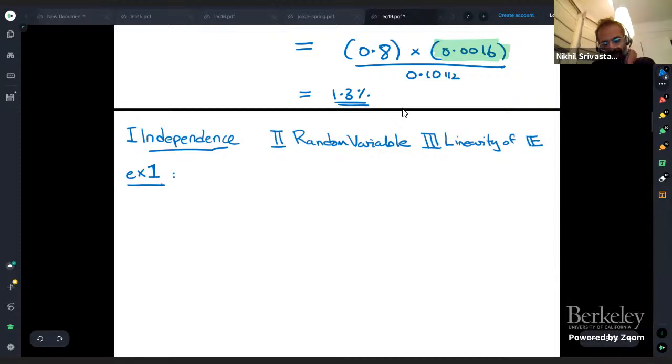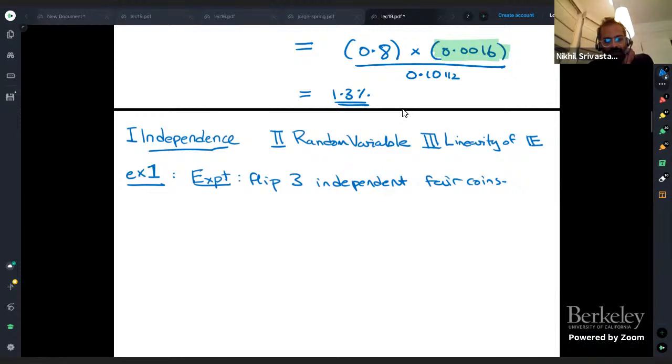So what's the experiment? The experiment is that I flip 3 independent fair coins. So each coin can be heads or tails, and fair means it's equally likely to be heads and equally likely to be tails.